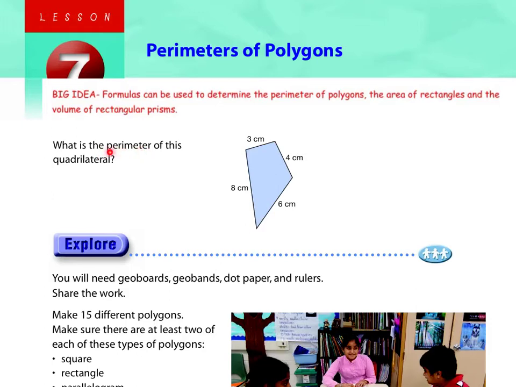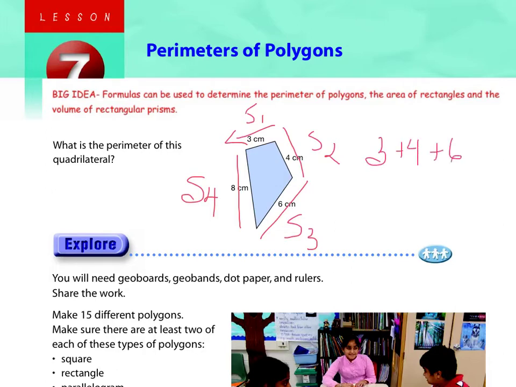So perimeter, if we remember, is the distance around the outside edge. So that means when we have this polygon, in order to figure out the perimeter, we are going to add side 1, side 2, side 3, and side 4. So 3 plus 4 plus 6 plus 8. 4 plus 6 is 10, plus 8 is 18, plus 3, 2 would be 20, one more is 21. So 21, and it says the units is centimeters, and for perimeter it just stays centimeters. So 21 centimeters would be the perimeter of this shape.